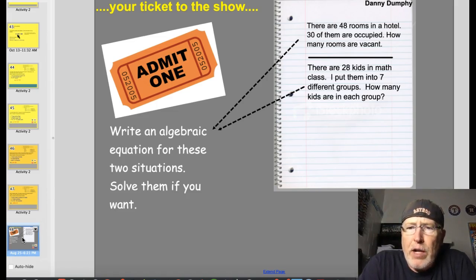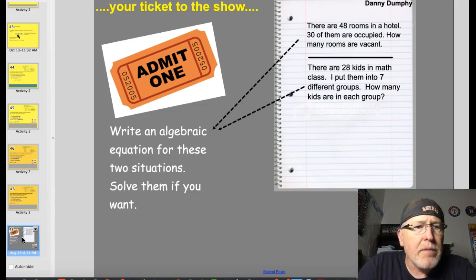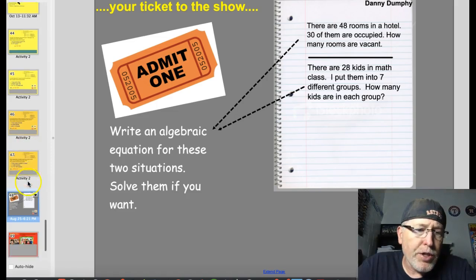First problem, there are 48 rooms in a hotel. 30 of them are occupied. How many rooms are vacant? There are 28 kids in math class. I put them into 7 different groups. How many kids are in each different group? Go ahead and do that. And we'll look at the trivia question.